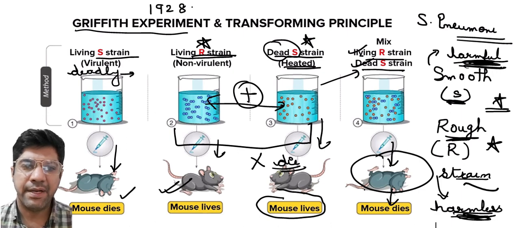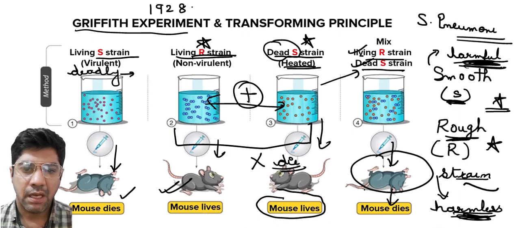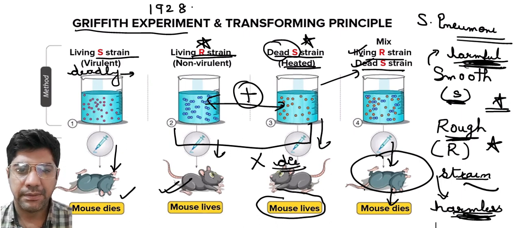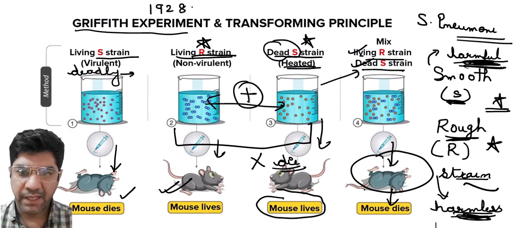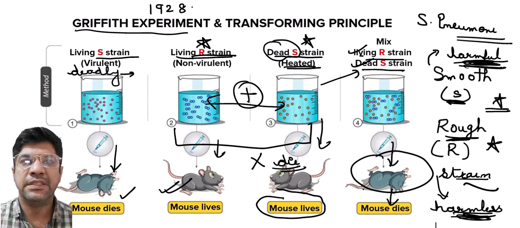So Griffith's experiment was the first evidence of what we now call bacterial transformation. It showed that genetic material could be transferred between bacteria, and this transfer was responsible for the transformation of the R strain into the S strain. This work laid the foundation for understanding DNA as the genetic material. Transformation is one of the main mechanisms of gene transfer in bacteria.